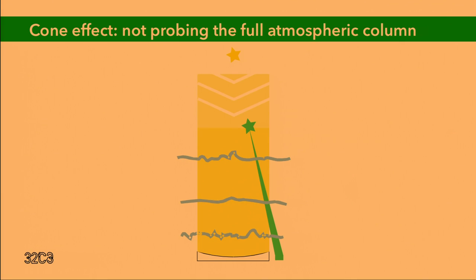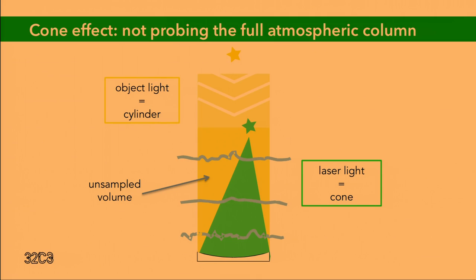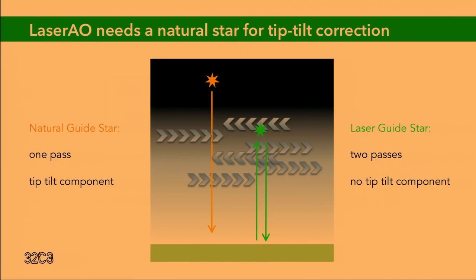So if you shoot the laser into the atmosphere, of course, you do have a problem. The star is very far away, is infinitely far away, and the light that comes down is in a cylinder. And if you shoot a laser up, it's a cone. So you only probe the green region, and the unsampled volume of turbulence is to the side. That is a problem with our laser AO. Another problem we face is this one.